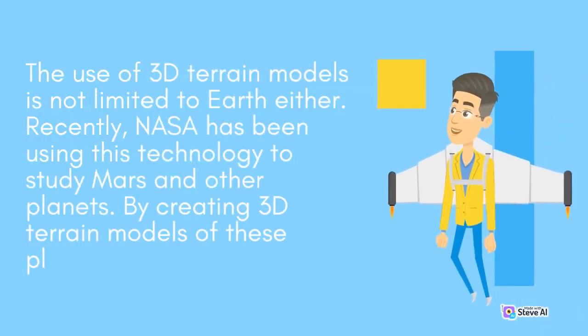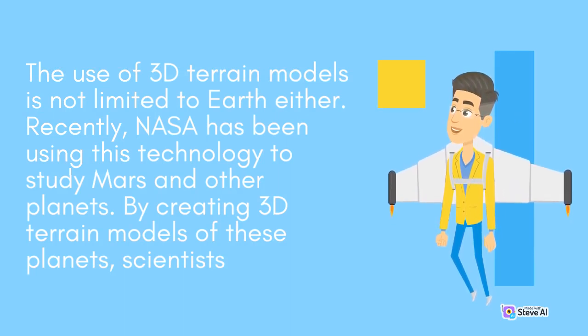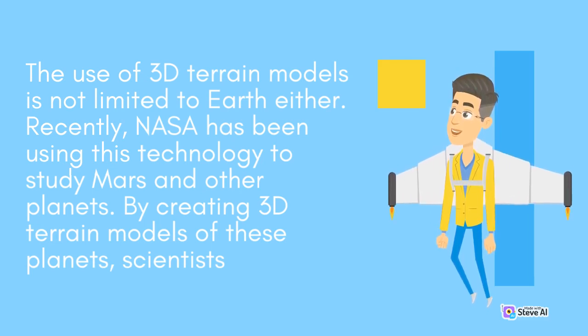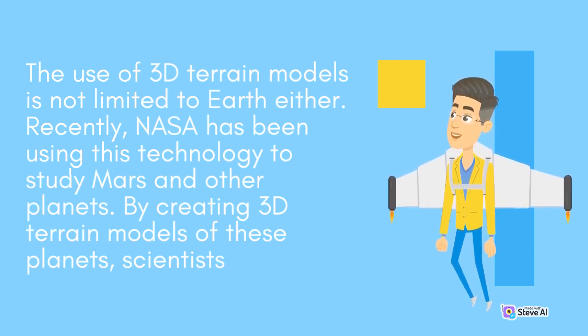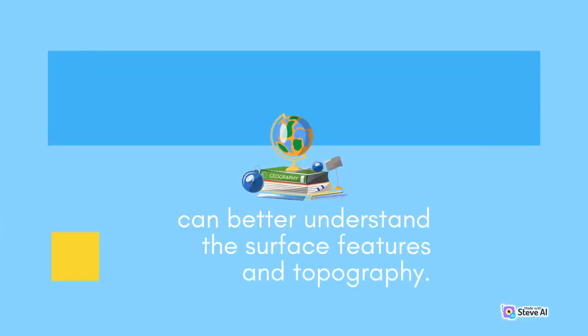The use of 3D terrain models is not limited to Earth either. Recently, NASA has been using this technology to study Mars and other planets. By creating 3D terrain models of these planets, scientists can better understand the surface features and topography.